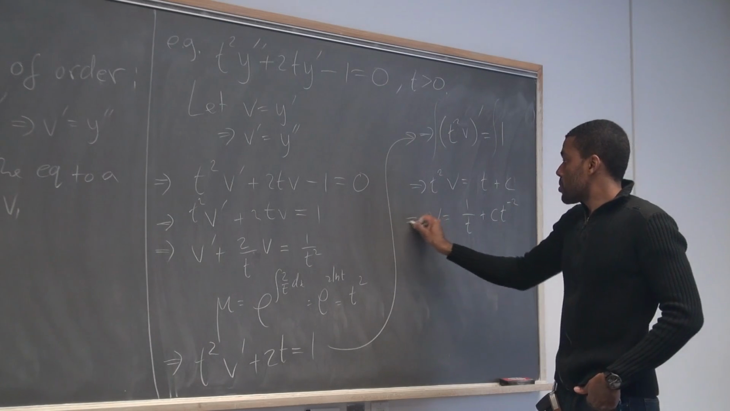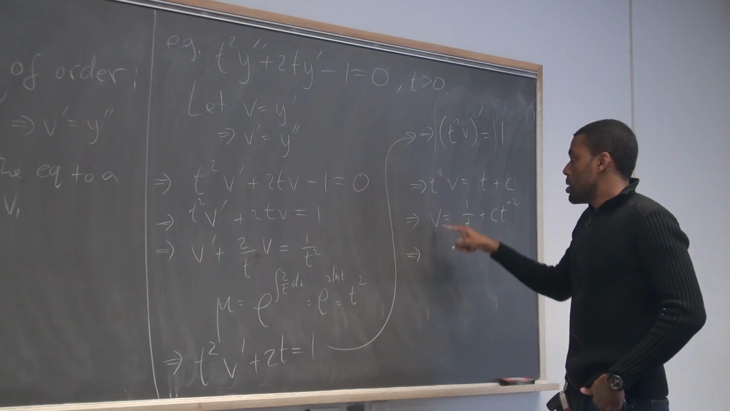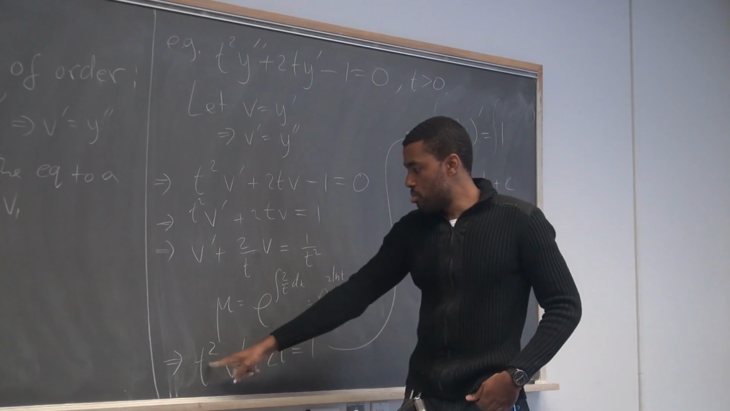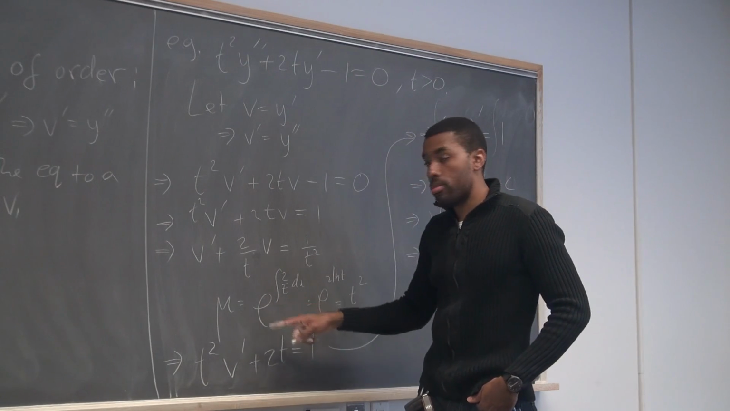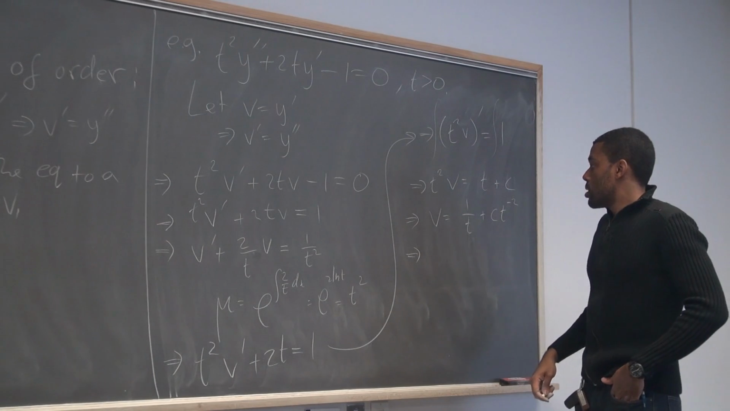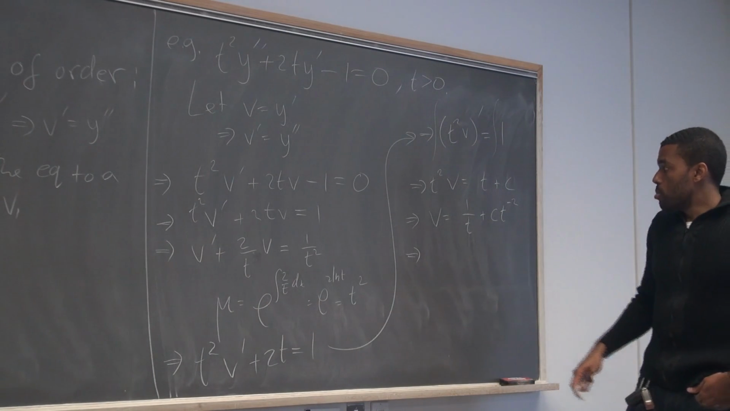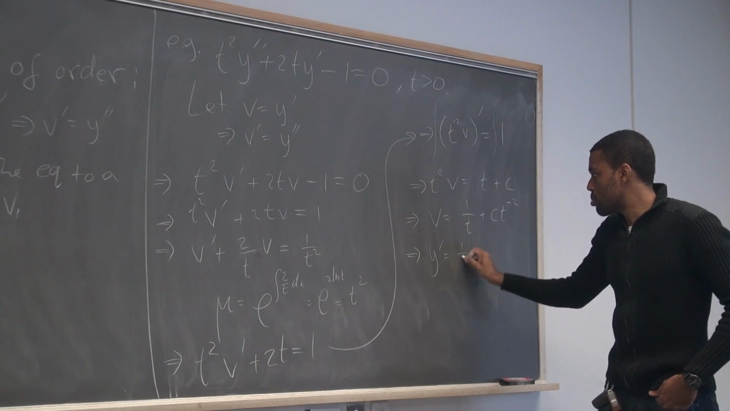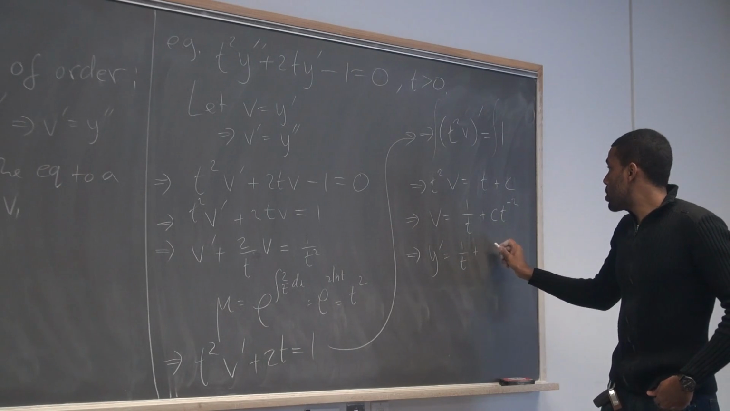Right? And the last line, is it supposed to be a B or 2T? No, this is the product rule. It's the mu times v, all prime. Right? Mu was t squared. So then v prime has to be. But v was what? y prime. So this means y prime was equal to 1 over t plus c t to the minus 2.